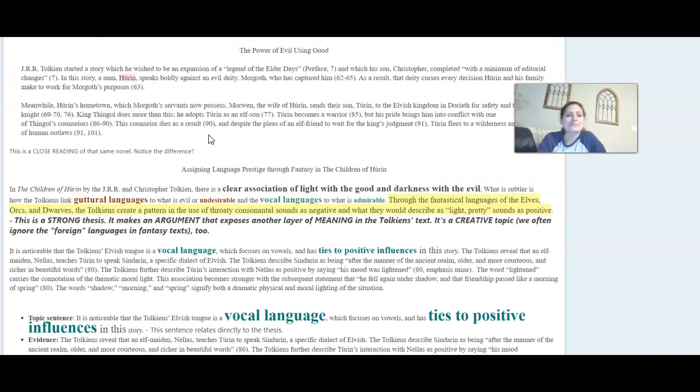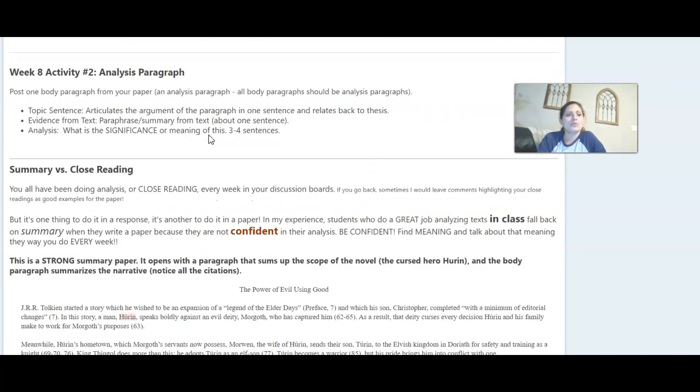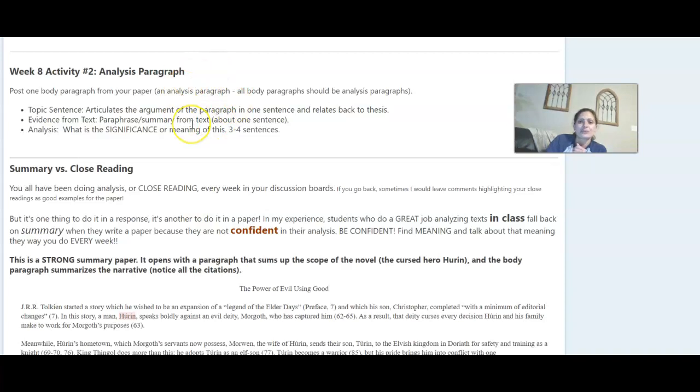Now that you have that, come back to this paragraph and see if your own paragraphs are doing that. And then see if the body paragraph of one of your peers is doing the same.